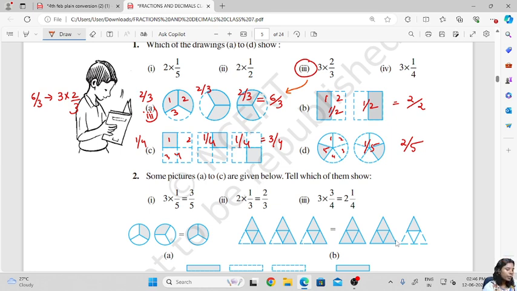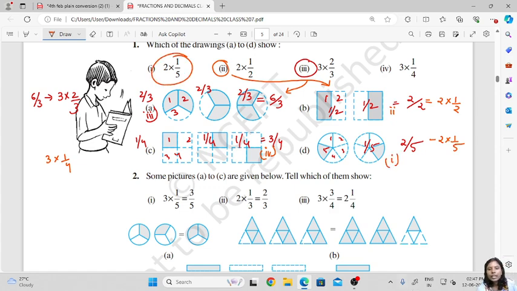Next we have 2 by 2. In this case, we can simplify this as 2 into 1 by 2. So 2 into 1 by 2, yes. So this second one. Okay, so this figure represents this part. Then we have 3 by 4. We can again represent it as 3 into 1 by 4, and it is here. So this is the fourth one. And lastly 2 by 5, again 2 into 1 by 5. So that is this one here. Okay, so that is how we have to match this.